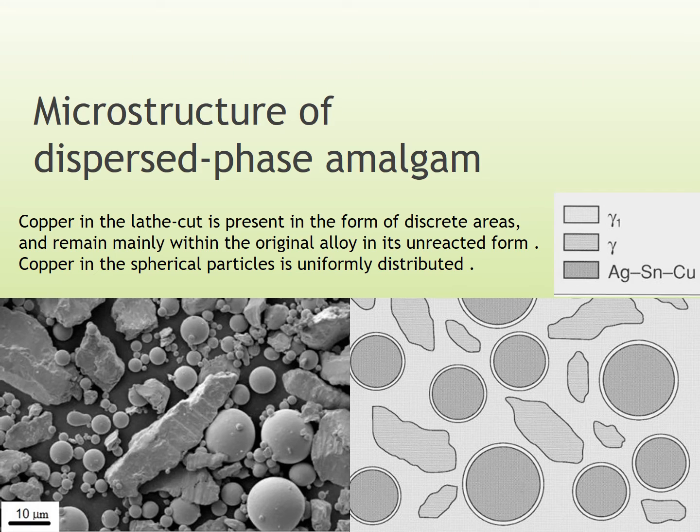These pictures show the microstructure of the dispersed phase amalgams. The copper in the lathe cut is present in the form of discrete areas and remains mainly within the original alloy in its unreacted form. The copper in the spherical particle is uniformly distributed, and it is easier to alter the composition of the spherical particles.